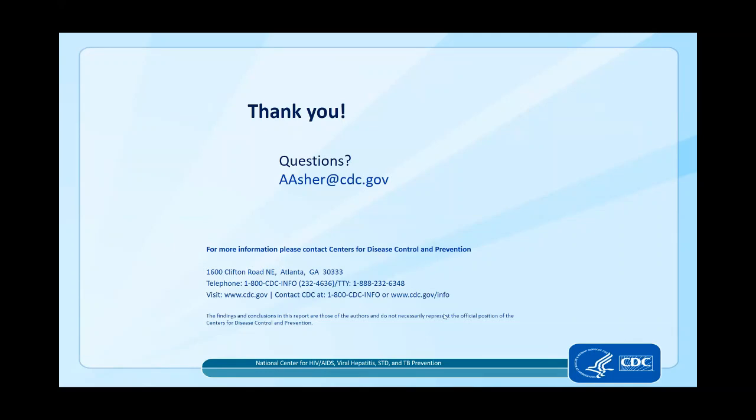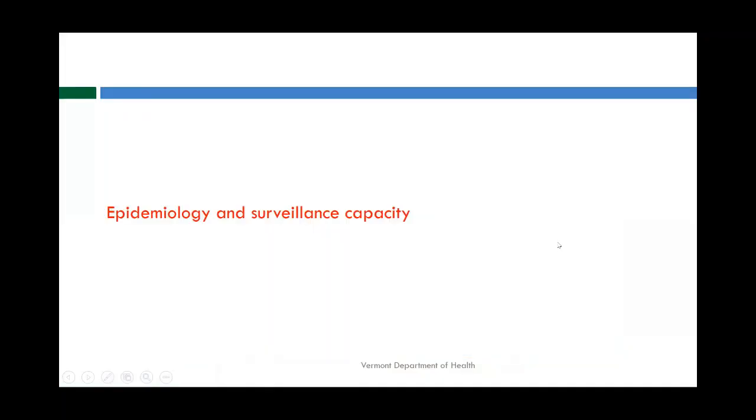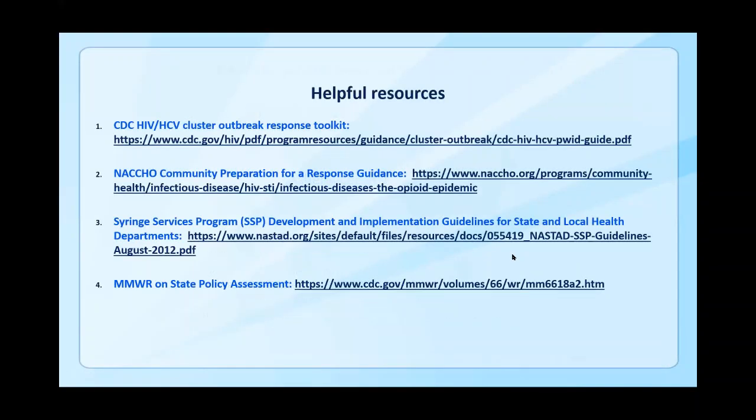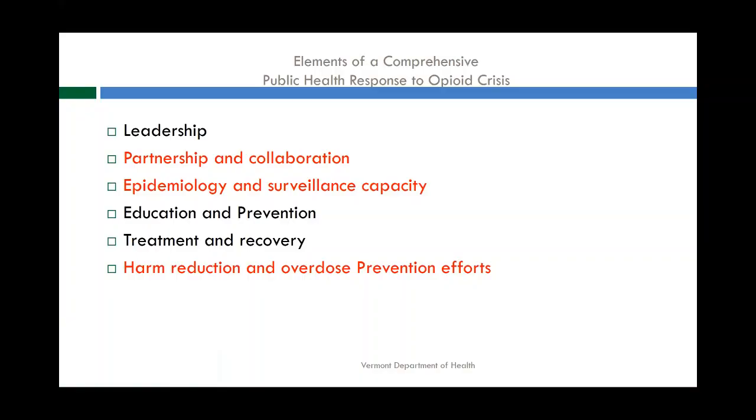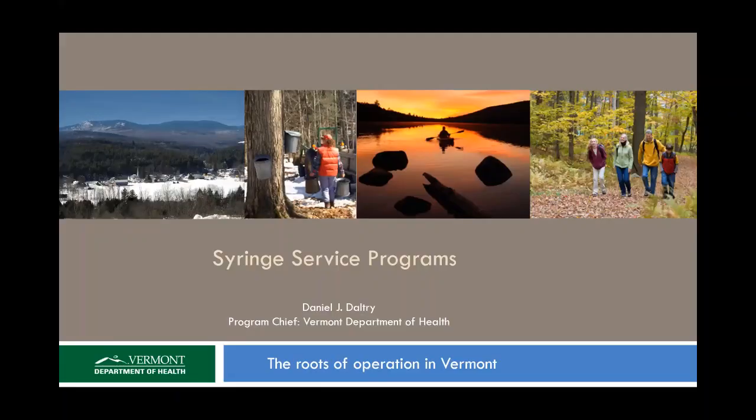Great. Our second presenter is Daniel Daltry, who will discuss the Vermont state prevention efforts related to infectious consequences of opioid use and statewide syringe service programs. Daniel Daltry has over 20 years of experience in the field of STD and HIV care, education, prevention, and surveillance in both Philadelphia and Vermont. Daniel serves as the program chief of HIV, STD, and Hepatitis program at the Vermont Department of Health. There, he oversees state surveillance, prevention, and care efforts for HIV, STD, and hepatitis. Daniel is responsible for overseeing the state implementation of syringe service programs.